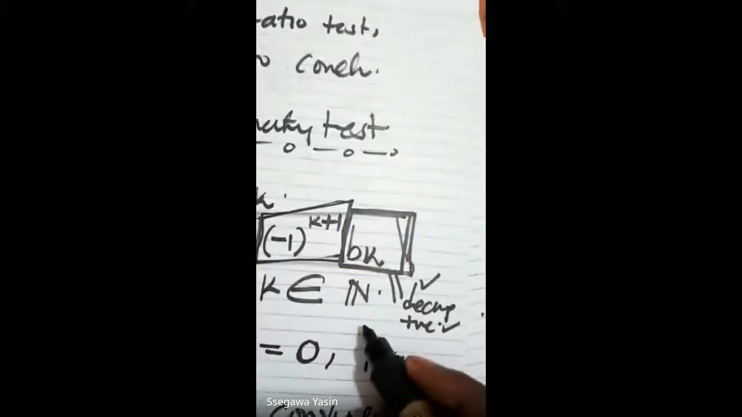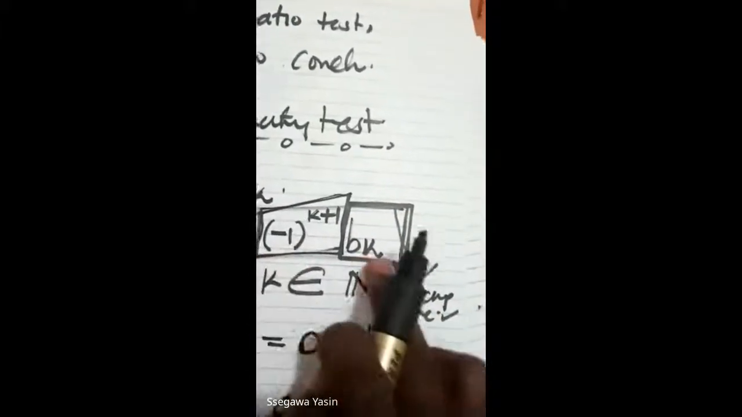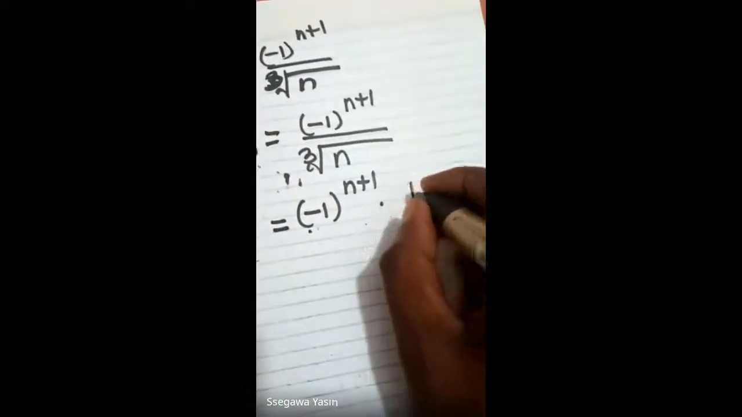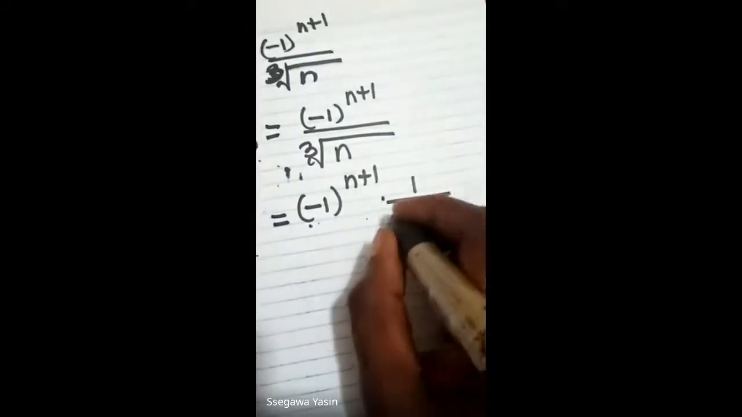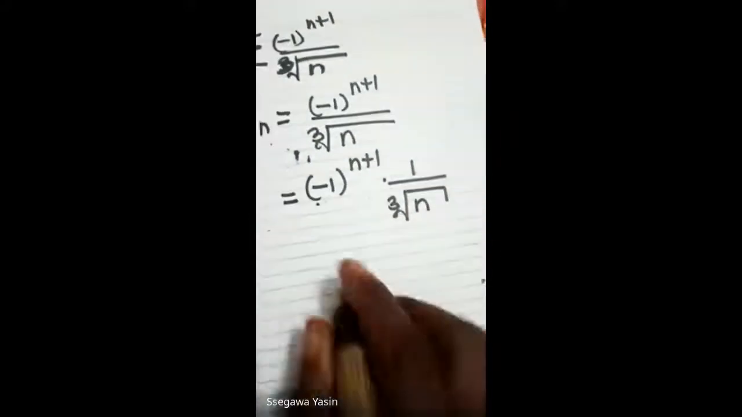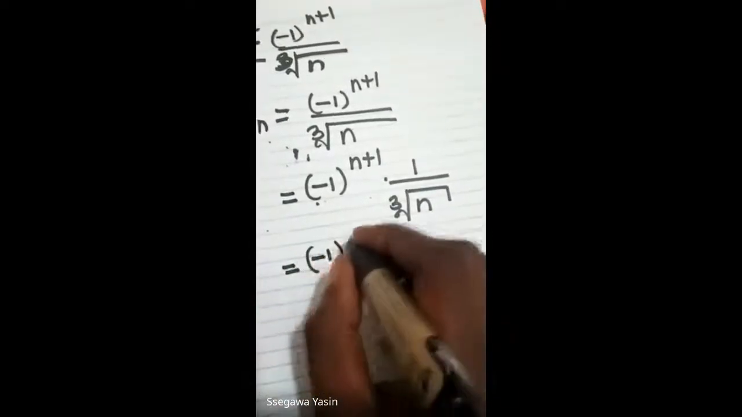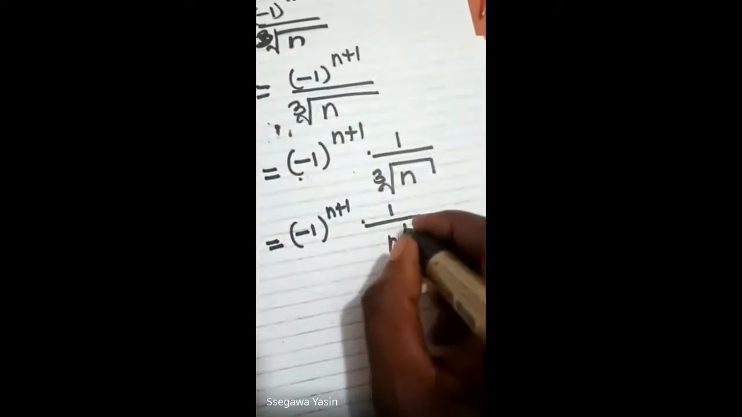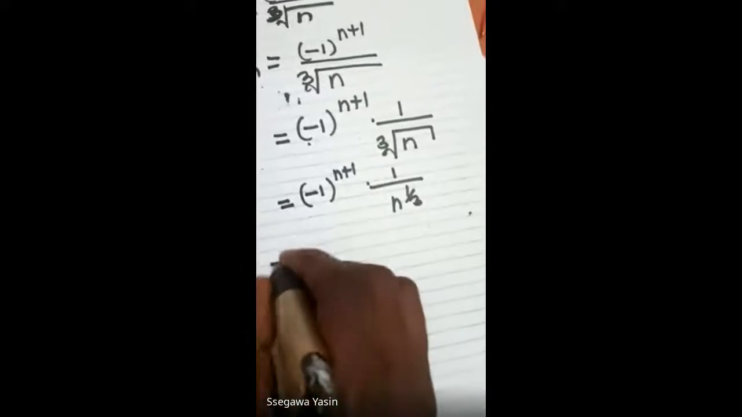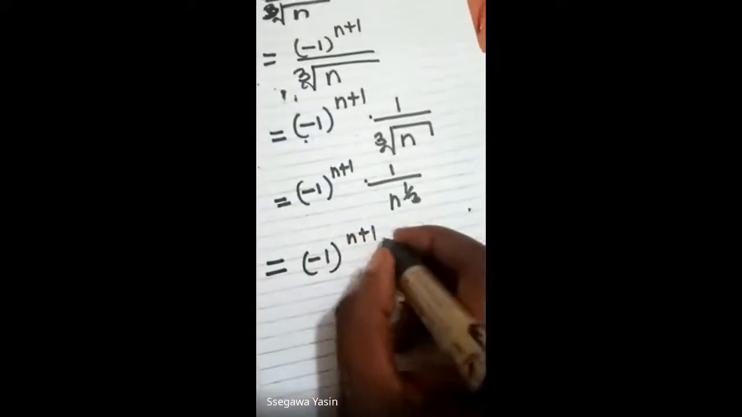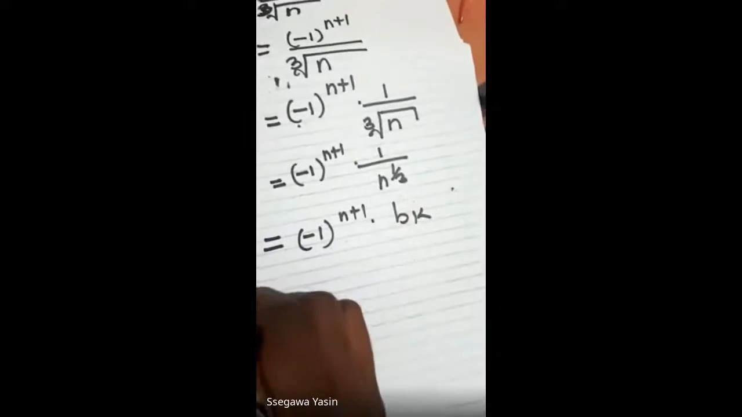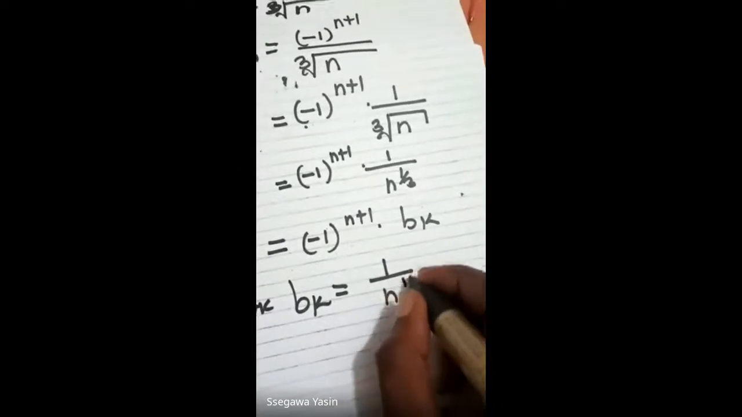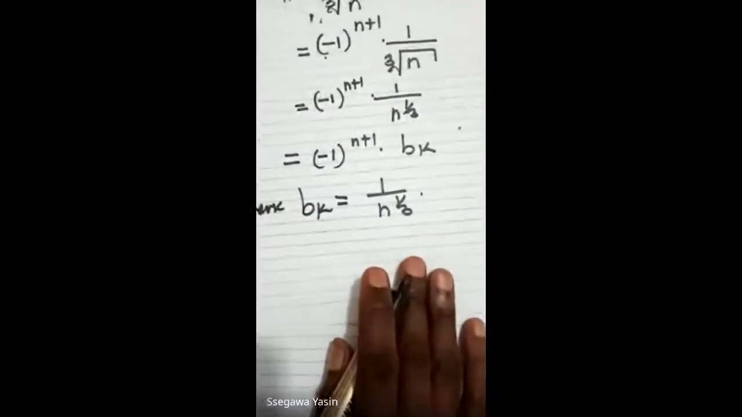I'm repacking this expression. So this is the thing. I pick up also that, so times 1 over n to the 1/3. And this is the same as -1 to the n plus 1 times 1 over n to 1 over 3. This is equal to -1 to the n plus 1 times bk, where bk equals 1 over n to 1 over 3. So this is the thing.